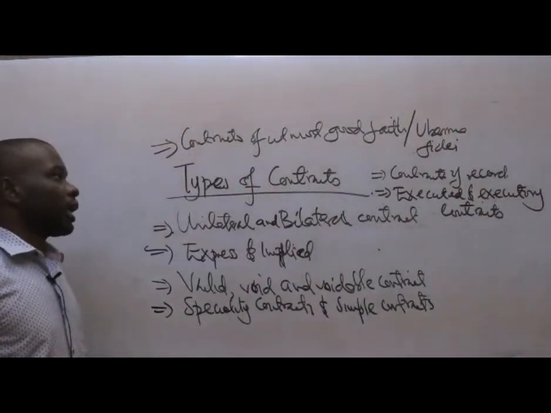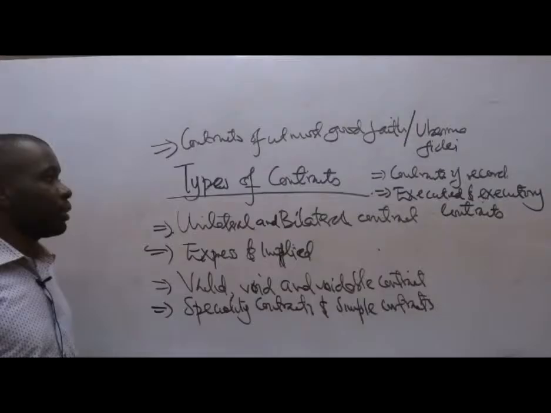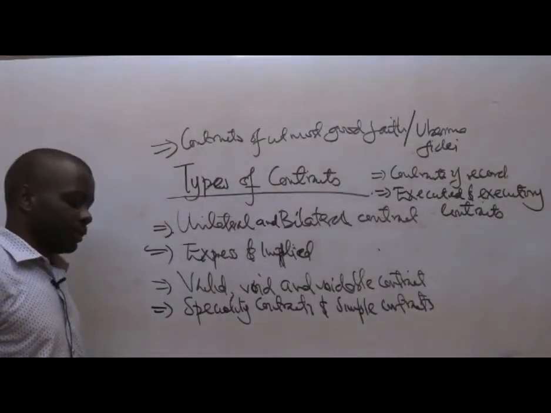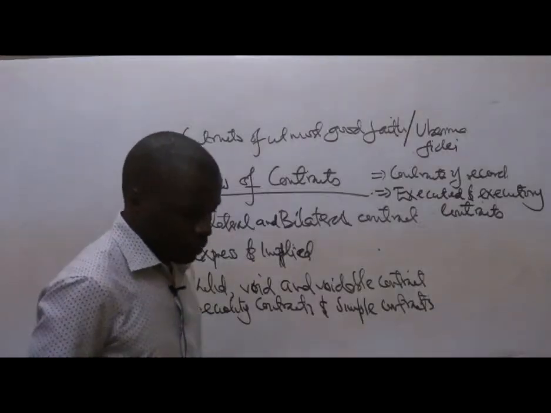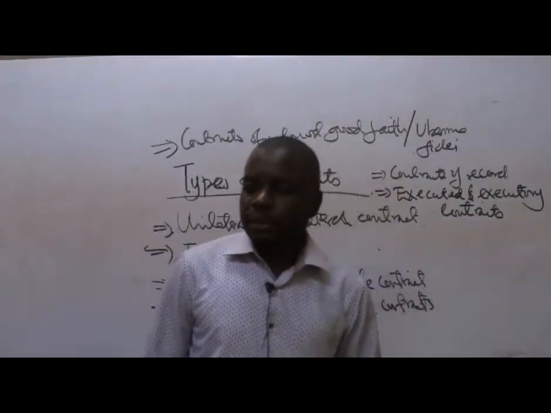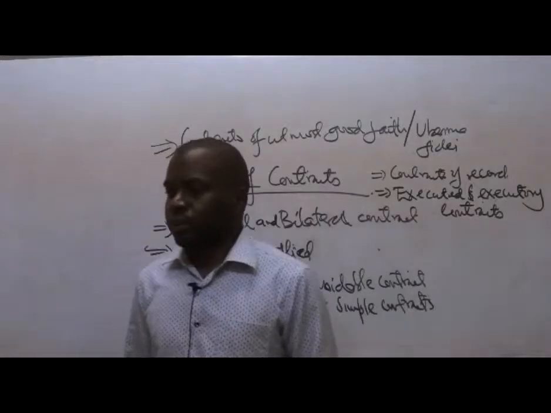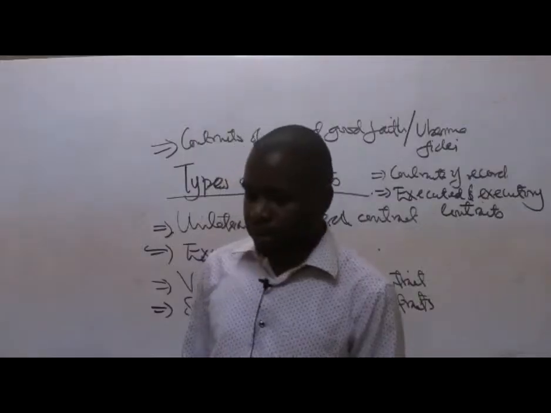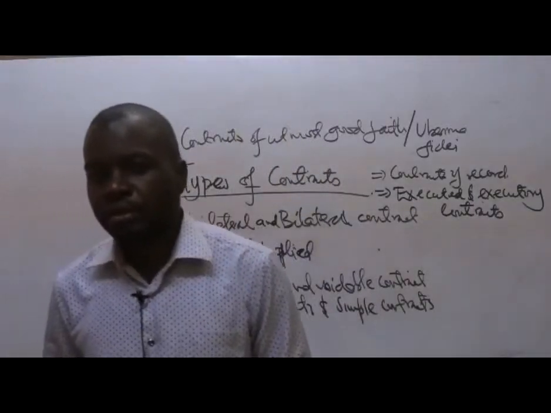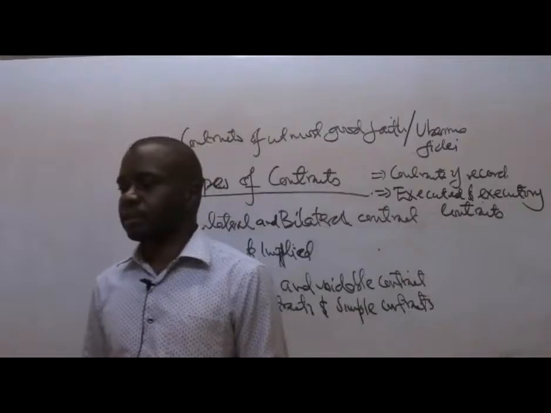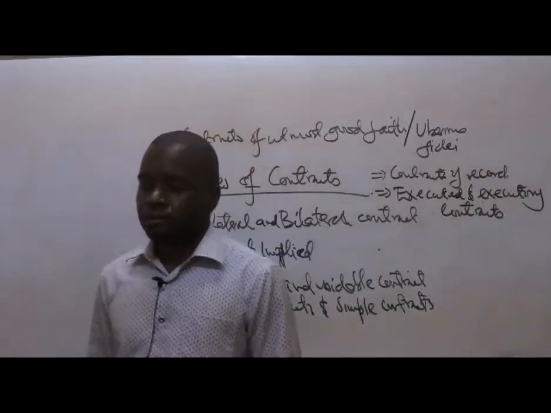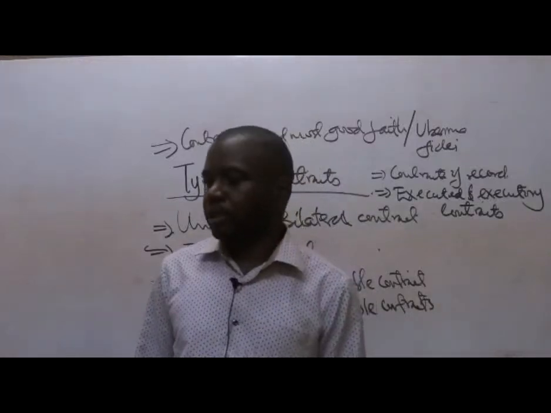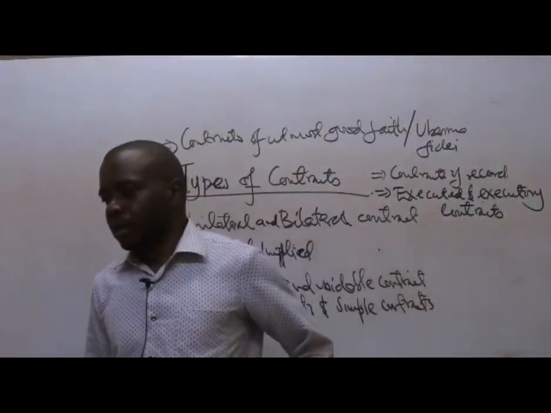So when you talk about a contract of utmost good faith, or a contract uberrimae fidei, it is simply a contract where one of the parties is expected to act with utmost good faith, or in the best interest of the other party. The best example you can give is a contract of insurance. Always when you are acquiring an insurance policy, there are certain questions that the insurance company will ask you as a person.